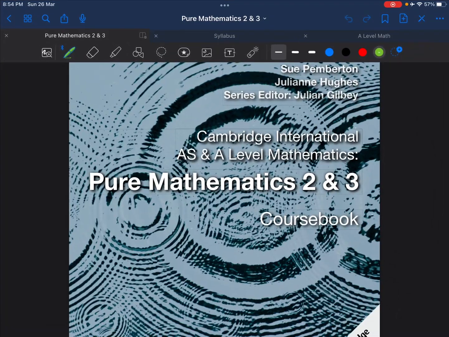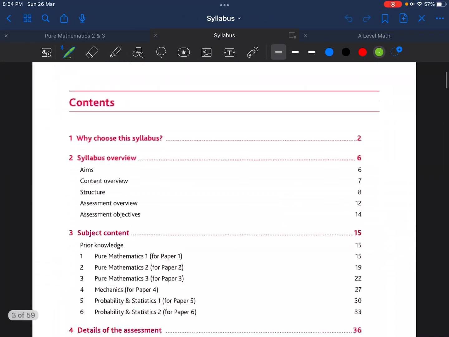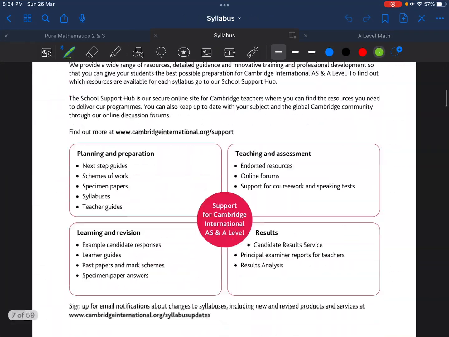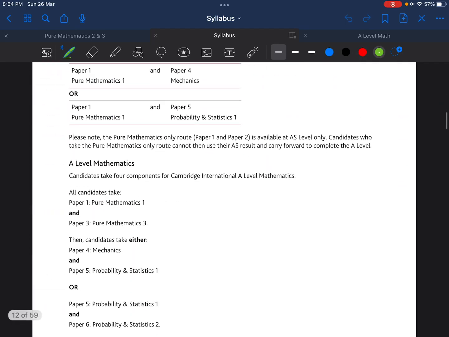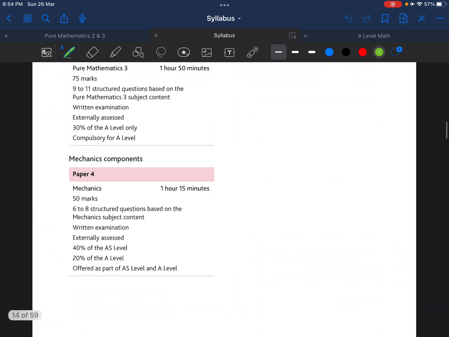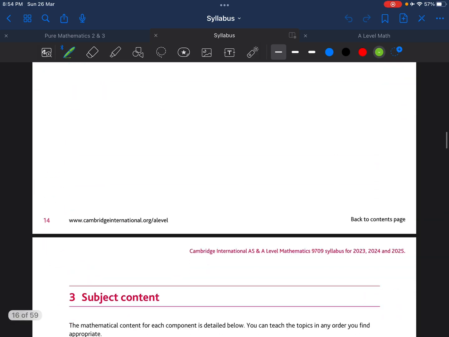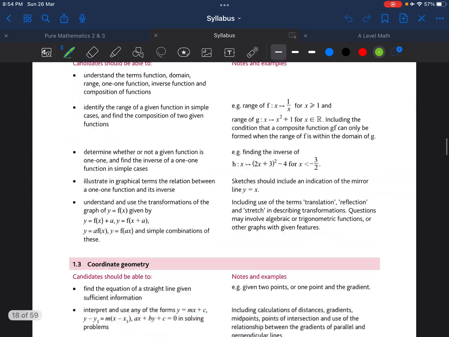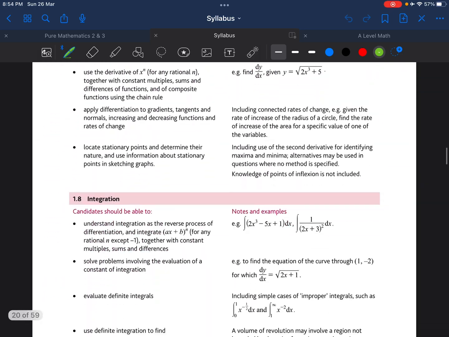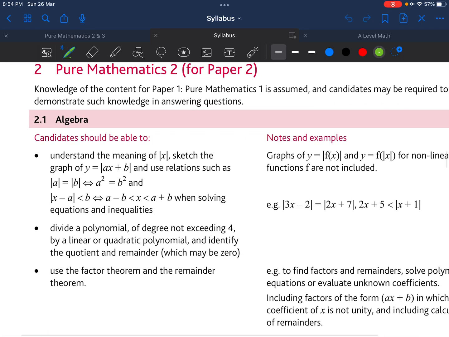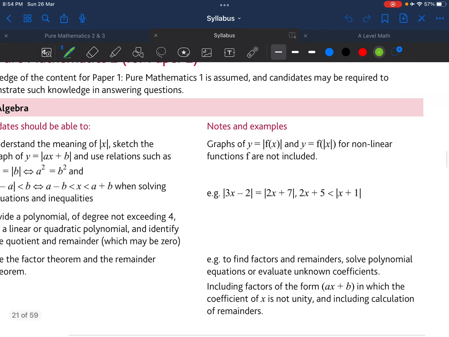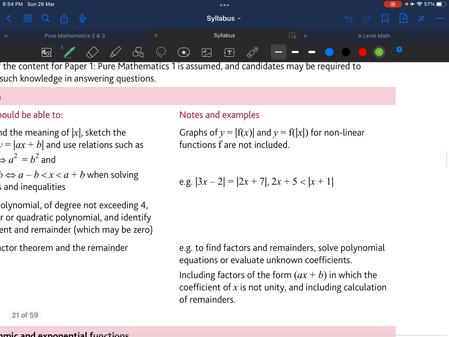So I just go to my syllabus and I go to 2.1. So again, if you have a book, this is much easier to get to. 2.1 should be here somewhere. There we go. So just read through 2.1. So you literally just read "candidates should be able to," and you just read through that on the left hand side, and on the right hand side you see notes and examples.